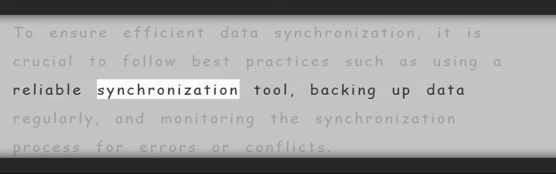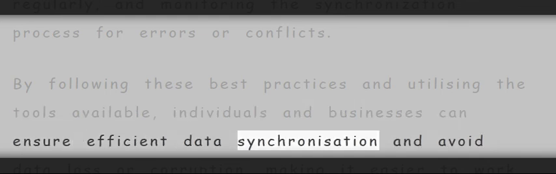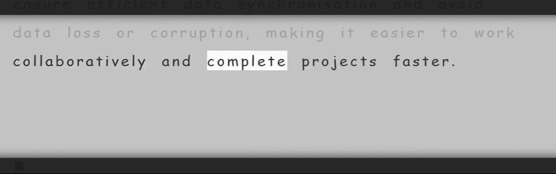To ensure efficient data synchronization, it is crucial to follow best practices such as using a reliable synchronization tool, backing up data regularly, and monitoring the synchronization process for errors or conflicts. By following these best practices and utilizing the tools available, individuals and businesses can ensure efficient data synchronization and avoid data loss or corruption, making it easier to work collaboratively and complete projects faster.